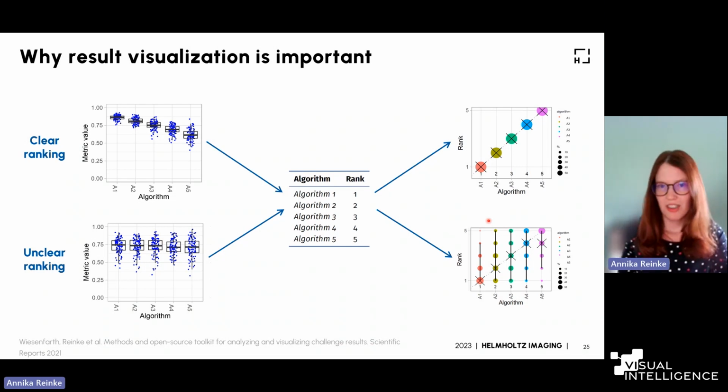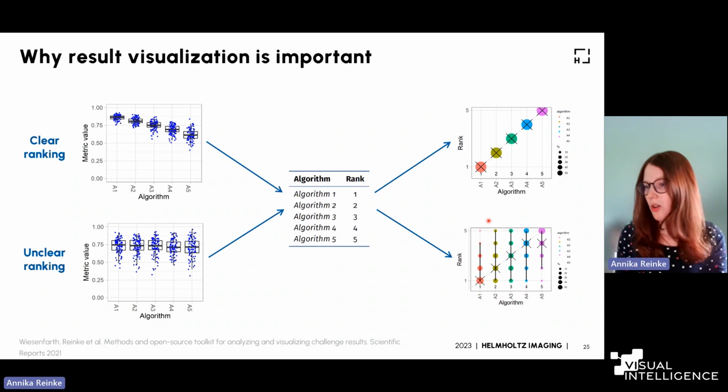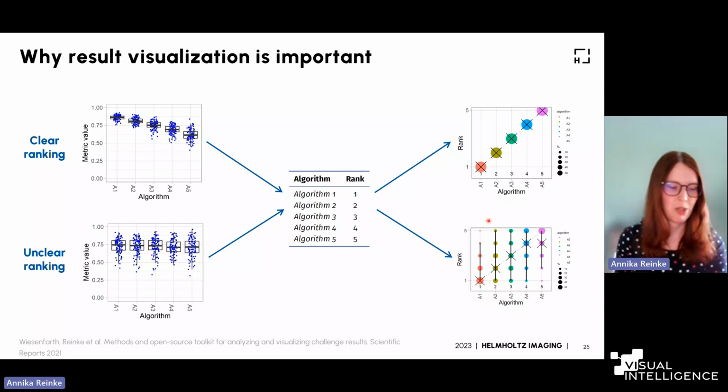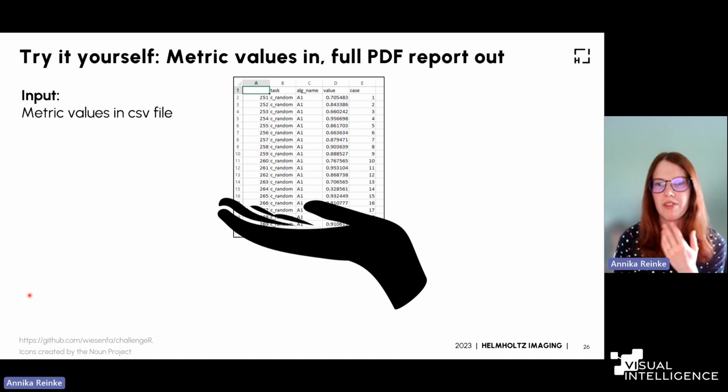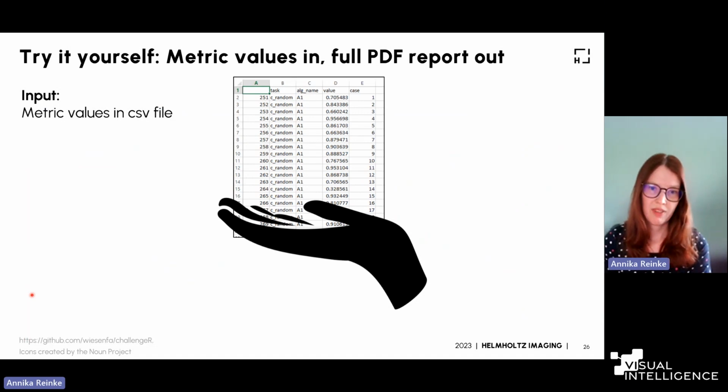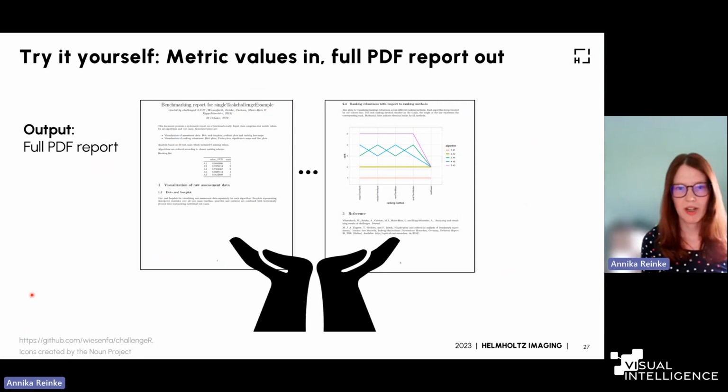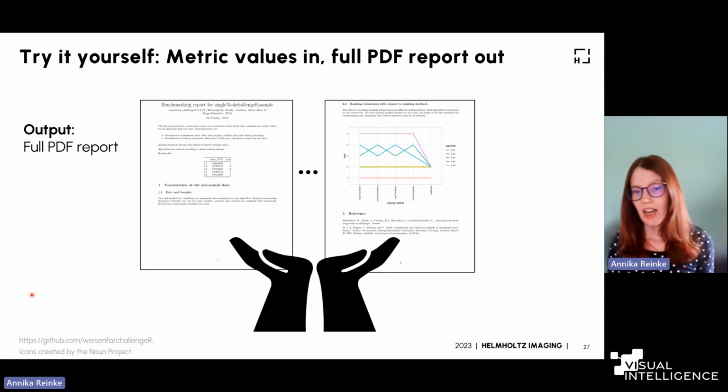So if you're interested in using this for your own results, you could also do it, for example, if you're doing hyperparameter search to see which configuration works best. You could use it. So the link is at the bottom over here. You just insert a CSV file with metric values, and you get a full PDF report out with the different visualizations and also explanation of the different plots.